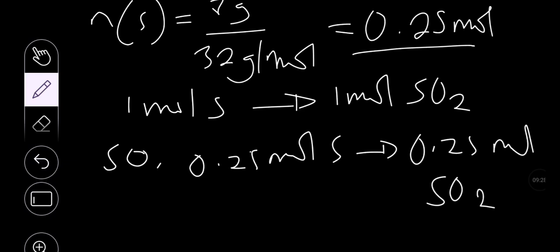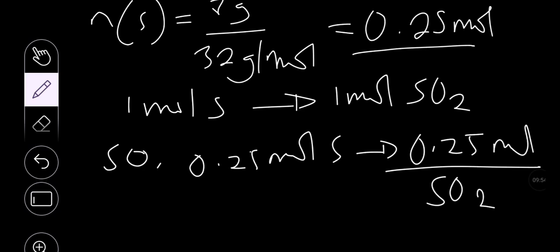As simple as that. Now we know the number of moles of sulfur dioxide is simply 0.25 moles. How have we known that? We are coming from the relationship found in the chemical equation. You see, the good thing about having a balanced chemical equation. So always make sure that your chemical equation is balanced.